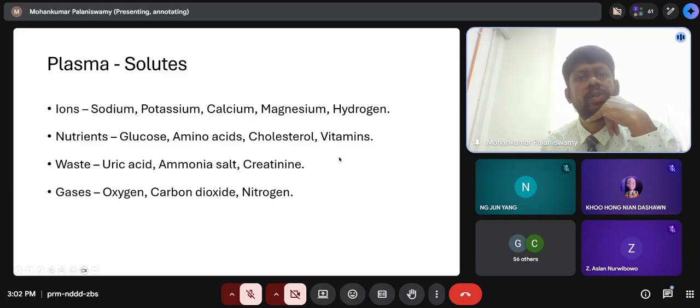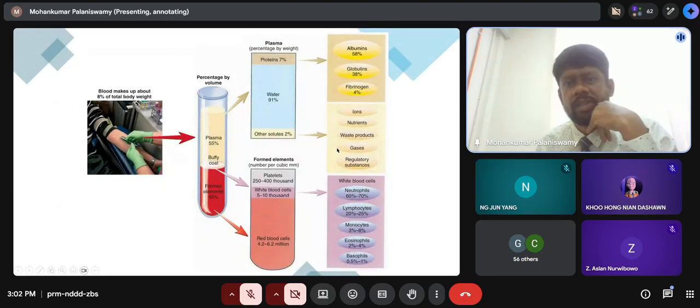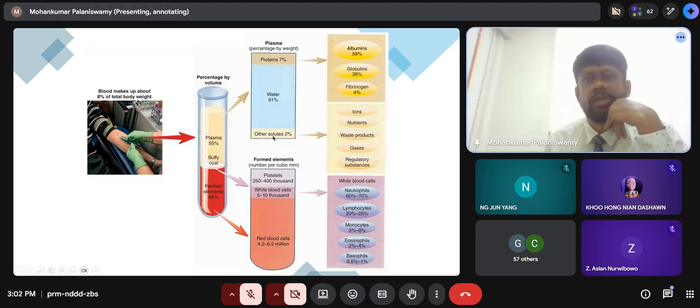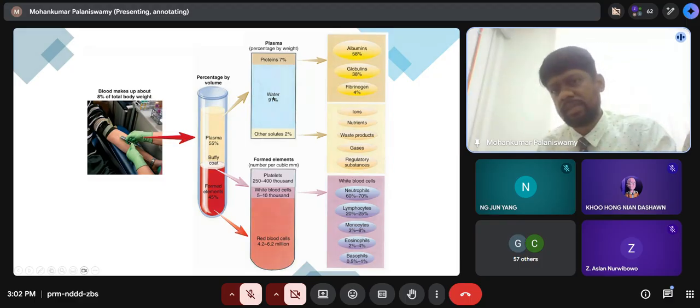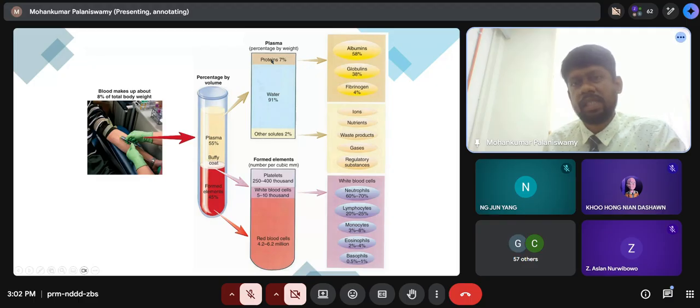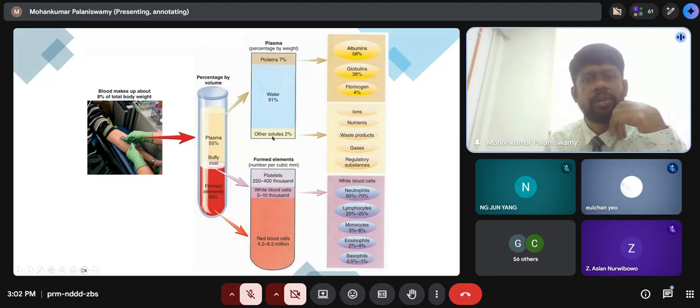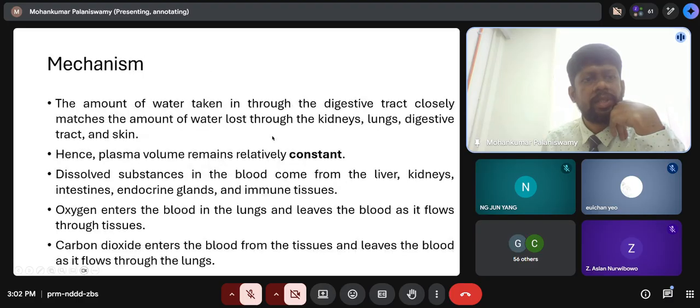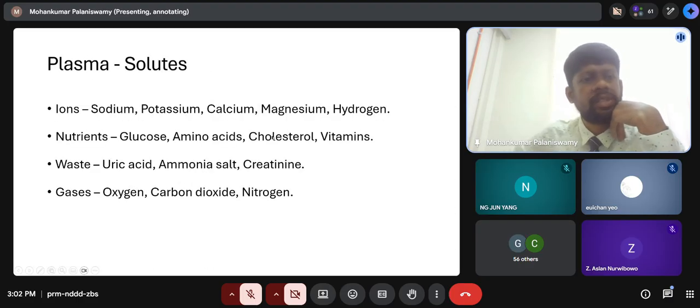Next is solutes. Here we saw solutes, right? So we saw about the water. There is nothing to explain about the water. We saw about the plasma proteins. Next is solutes. Solutes are nothing but ions, nutrients, waste, and gases.